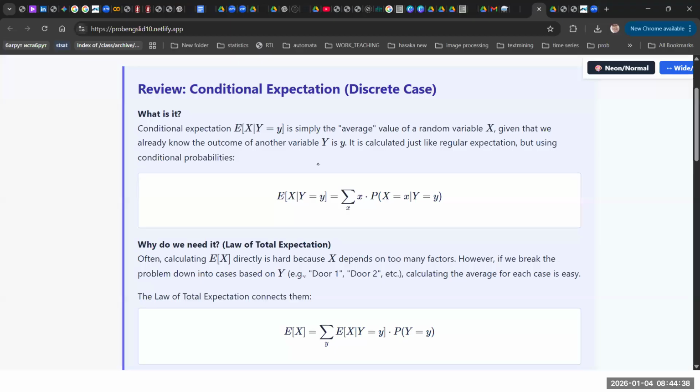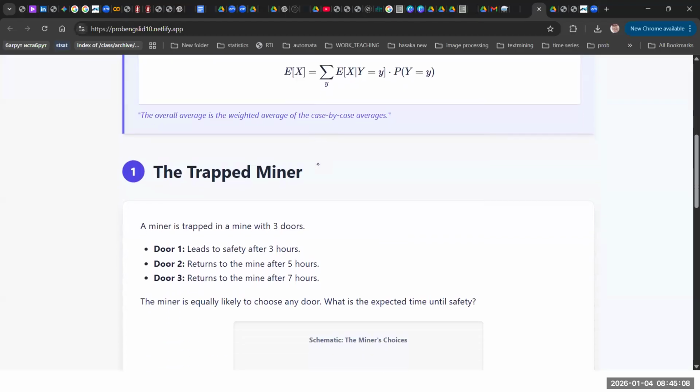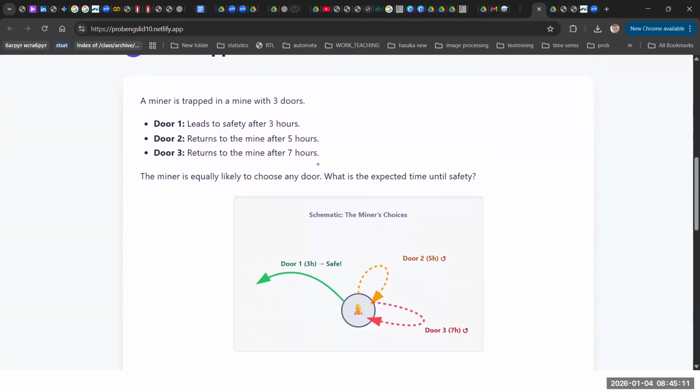And if we pay attention, this formula is a function of y. But the expected value of x is not a function of y, it's just some number. So you need to integrate it out. We want to use something very similar to the formula of total probability. It's the same thing.